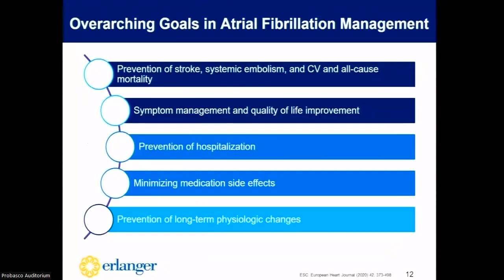And tying back in what our overarching goals are in atrial fibrillation management, and these are important in the chronic management of atrial fibrillation, but also in the acute management. So ultimately preventing stroke, systemic embolism, cardiovascular, and all-cause mortality. We're going to be concerned about symptom management, quality of life improvement, preventing hospitalization. So particularly in our acute heart rate management, a lot of these trials are in the ED, so preventing further admission and hospitalization is one of our goals in acute management. And then minimizing medication side effects and prevention of long-term physiologic changes. So preventing that further development into persistent and permanent AFib.